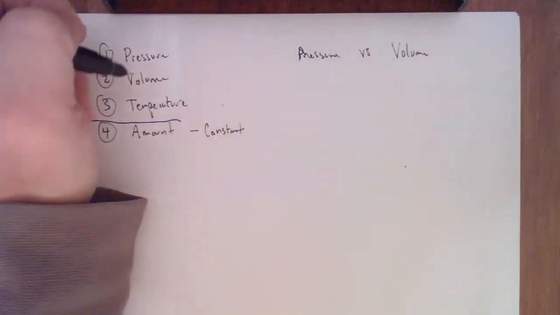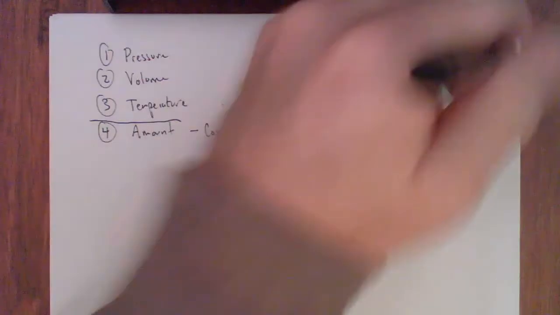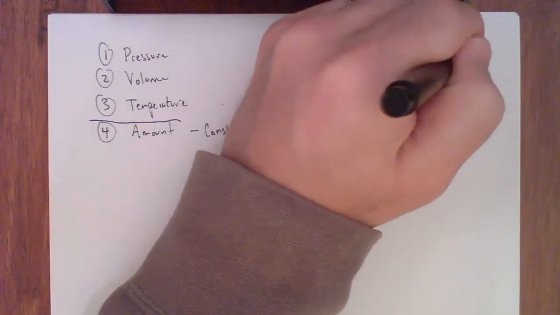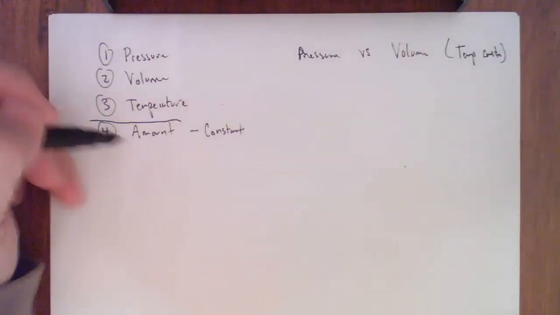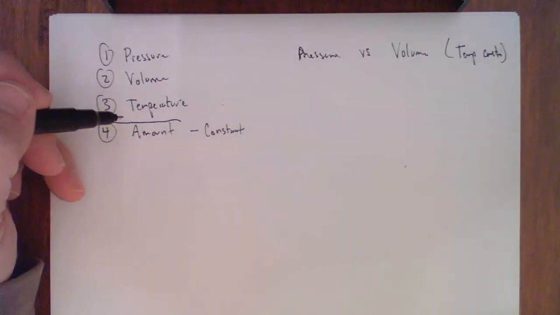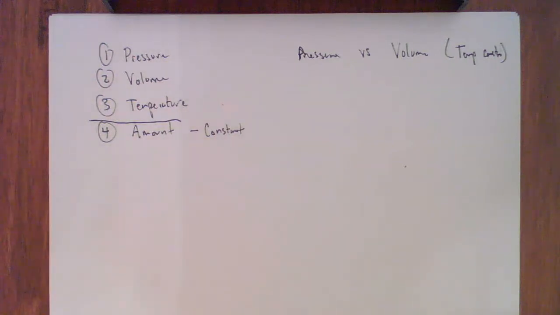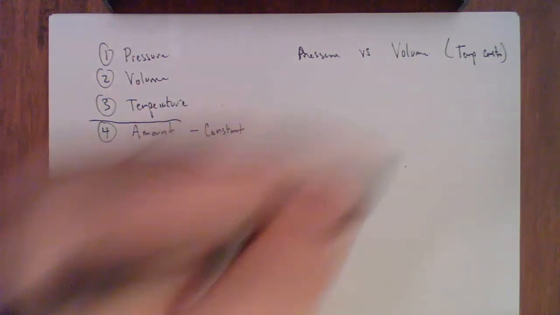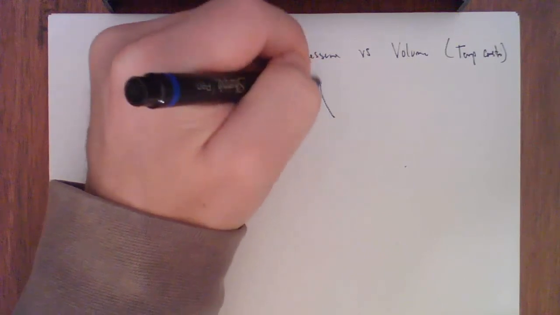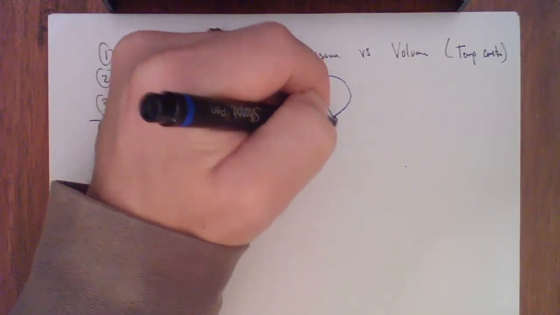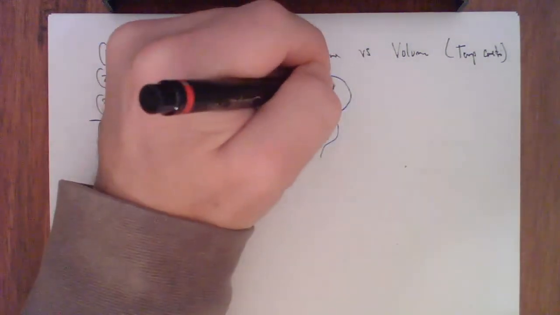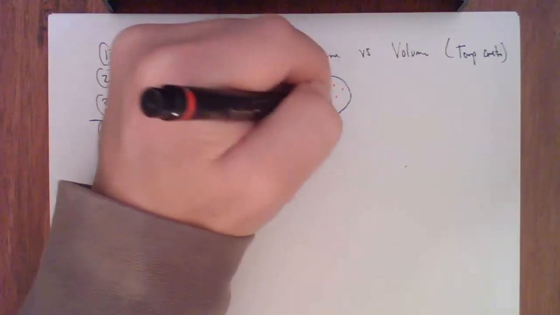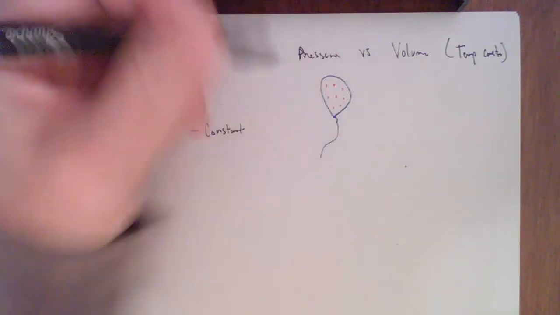Okay, so pressure versus volume in a situation, that means that we're holding temperature constant as well as holding the amount constant. So in other words, let's say we have that balloon again, okay? And so we're just going to go ahead and say, here's our balloon. And we know that inside our balloon, we've got a set number of particles, okay? So there's our particles inside.